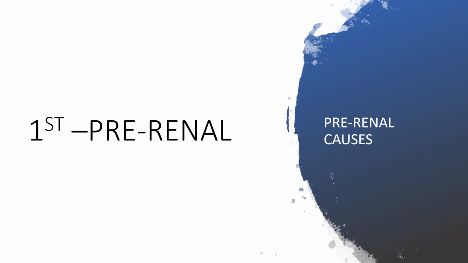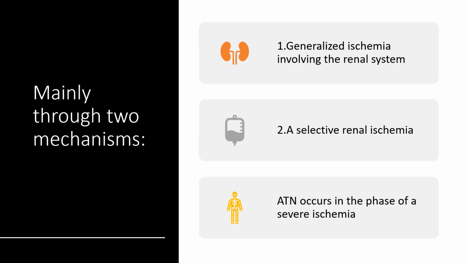First, pre-renal causes, meaning before the kidney. The problems that I'll be mentioning in the next few minutes are already in the system. This will be mainly through two mechanisms: either we'll be dealing with generalized ischemia involving the renal system or a selective renal ischemia. Acute tubular necrosis will occur in the face of a severe ischemia.